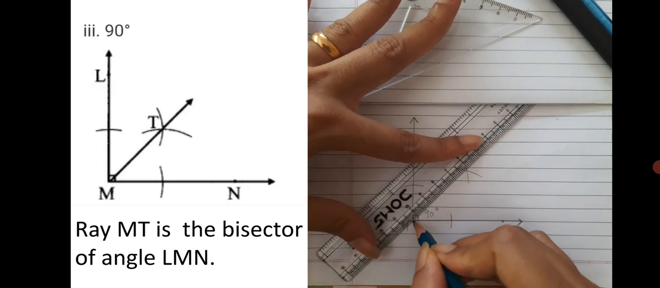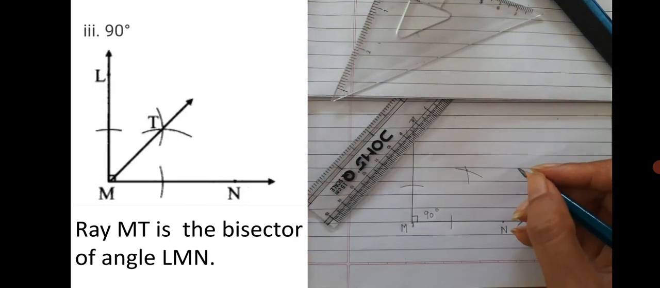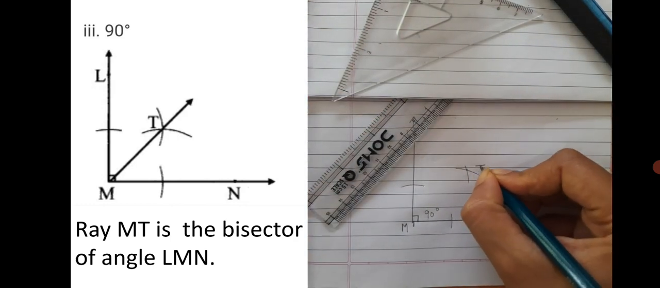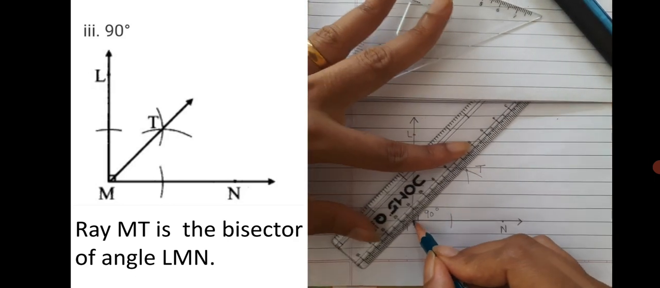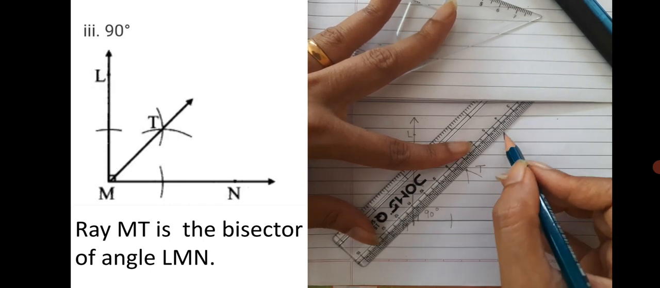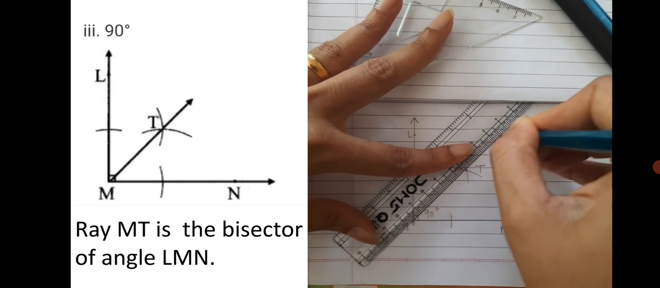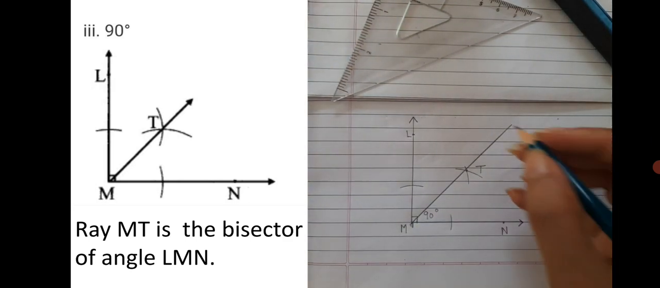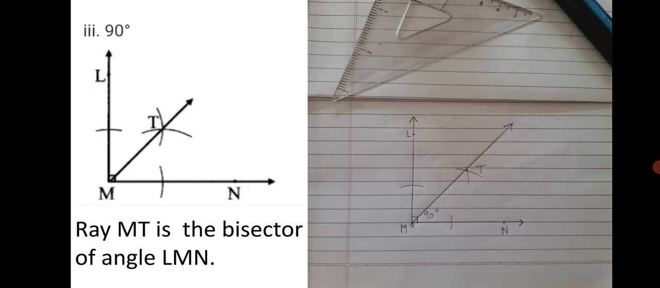Now, we shall name this as point T. So, once you name it as point T, we can join point M to point T, which will be ray MT. So let's draw carefully ray MT and mark its end with an arrow. Now you can say that ray MT is the bisector of angle LMN. So this way we have completed third sum.